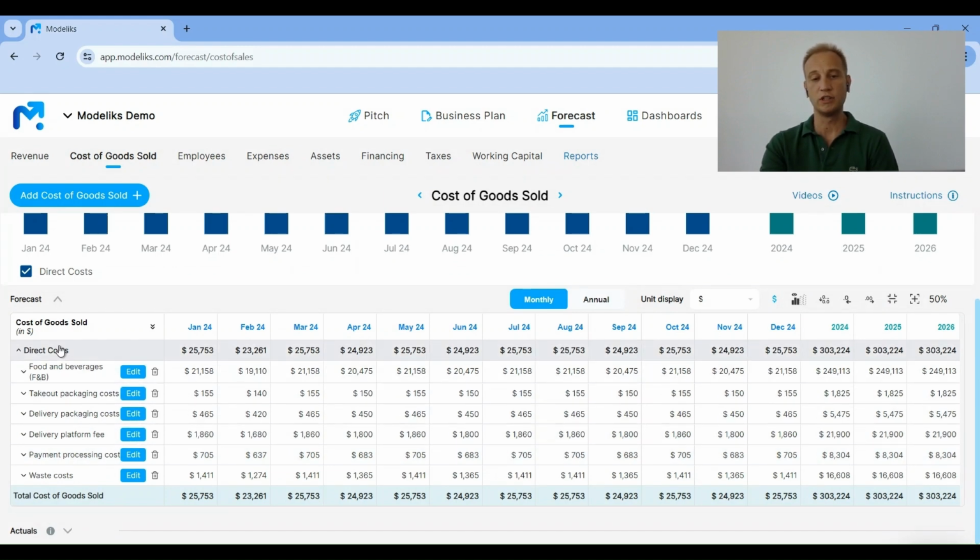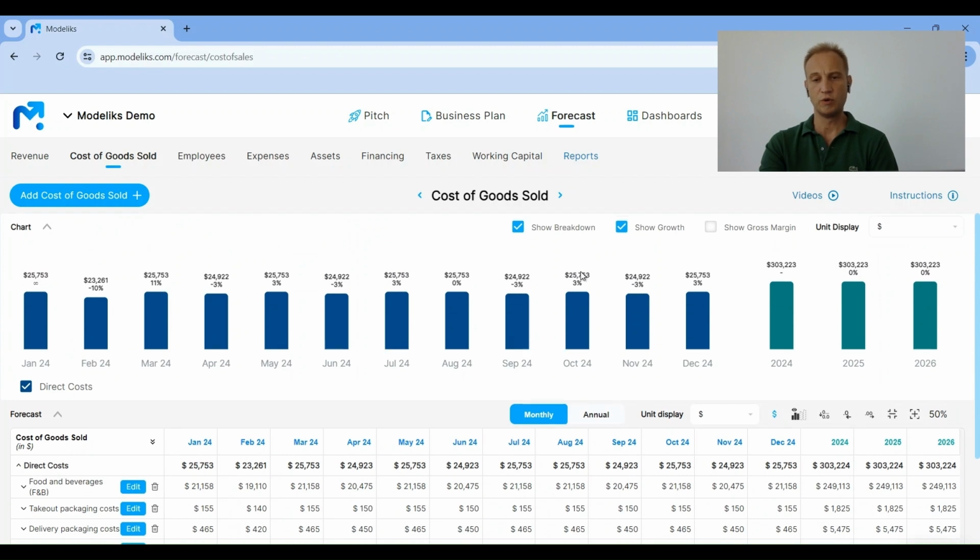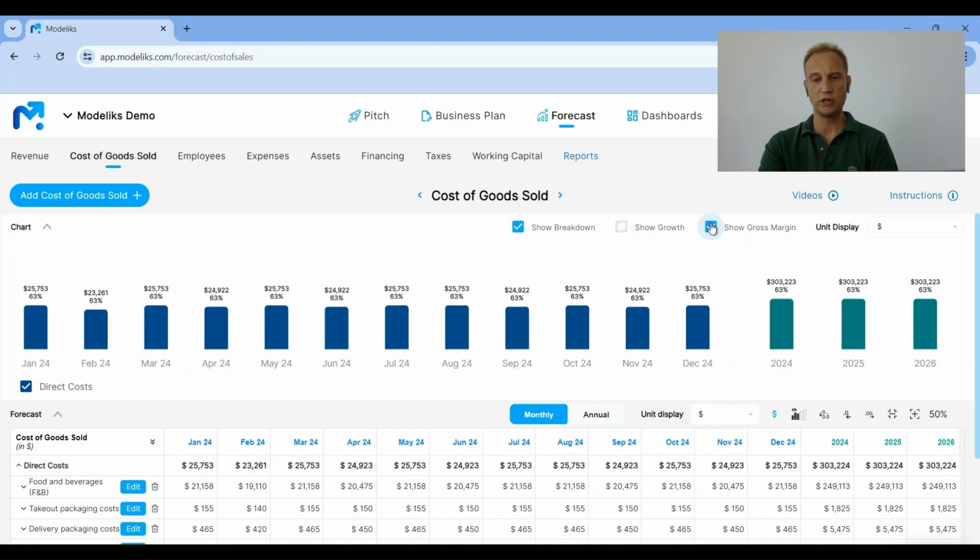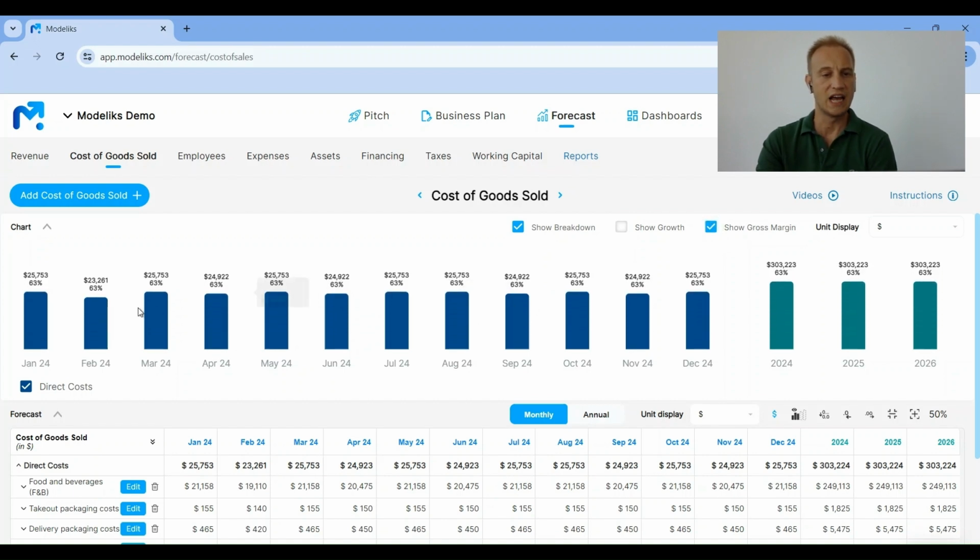And we have calculated the total direct cost for our business. We can go up here, and what we can see in the chart, if you click here on show gross margin, is that our gross margin for our restaurant is around 63%, which is a healthy gross margin.